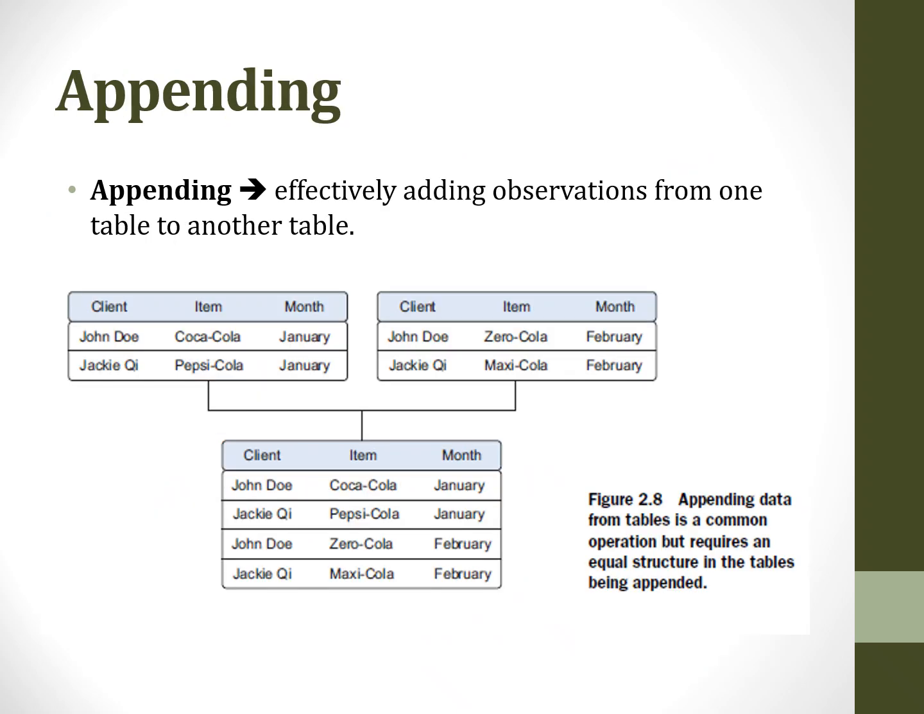Now appending. Suppose we want to merge both the tables into a single table, then we go for appending. Here we can see an example. This is table 1 and this is table 2. Both have the same fields like client, item and month. One below the other, the data from both the tables are appended together. This is what we call appending.